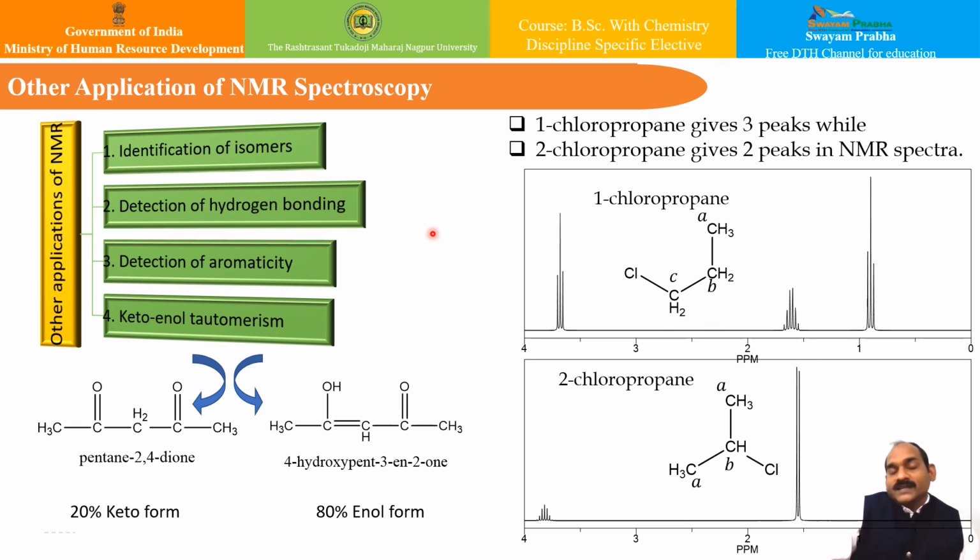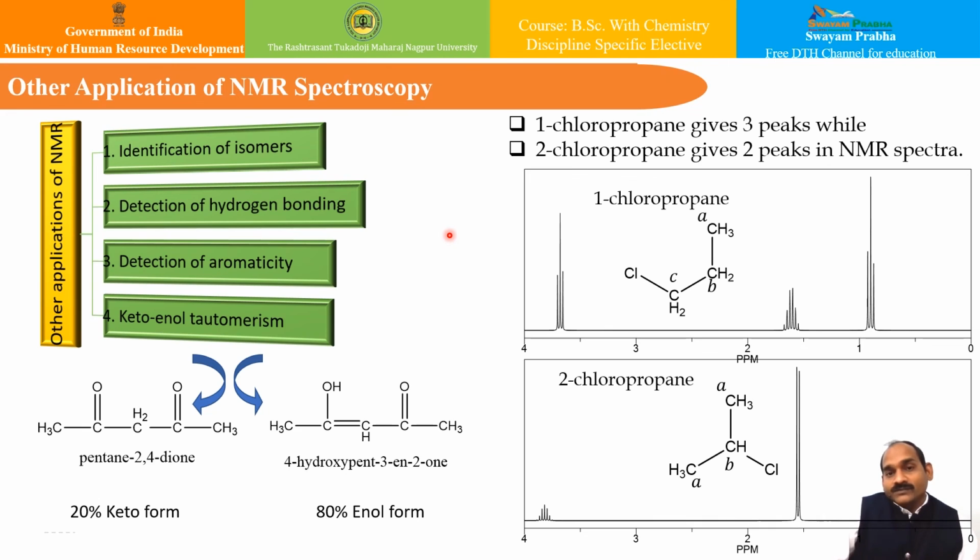There are many other applications of this NMR spectroscopy. NMR spectroscopy can be used in identification of isomers. It can be used in detection of hydrogen bonding, in detection of aromaticity, and in detection of keto-enol tautomerism. So basically all the forms you can find out.